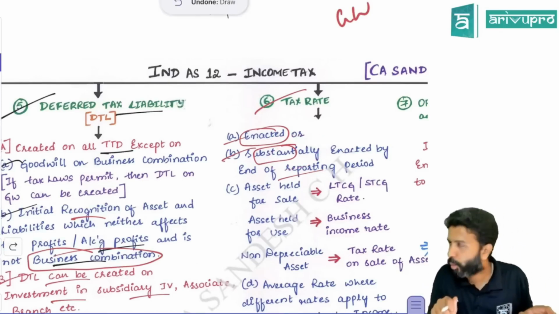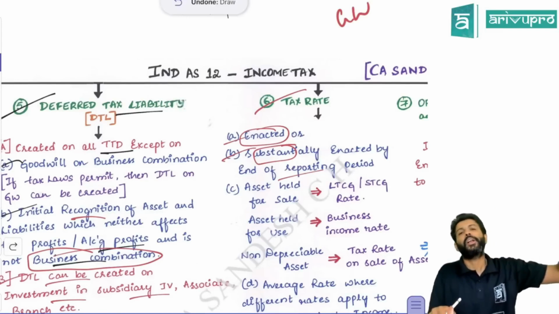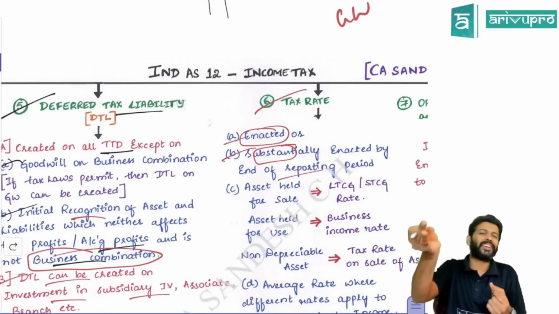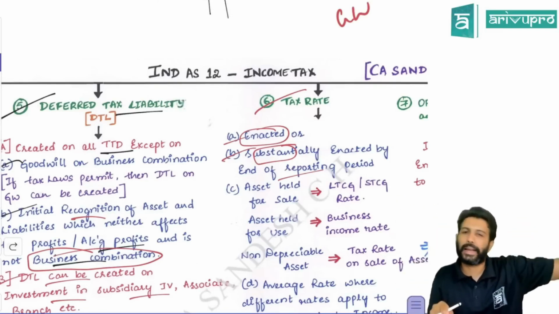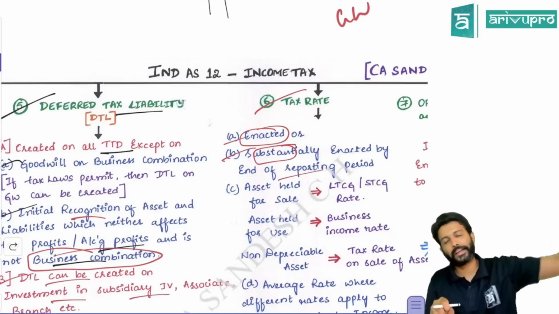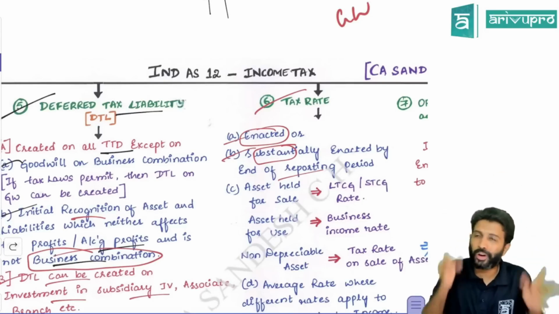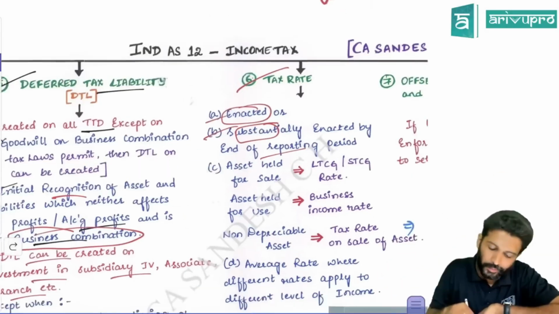The standard does not define what is substantially enacted. You have to take it based on the facts of the case. In your examination, they will use the words 'it is substantially enacted.' If they use the words substantially enacted, you can use that particular tax rate. What is substantially enacted depends on the facts of the case; it varies.